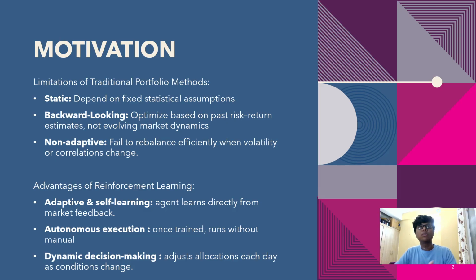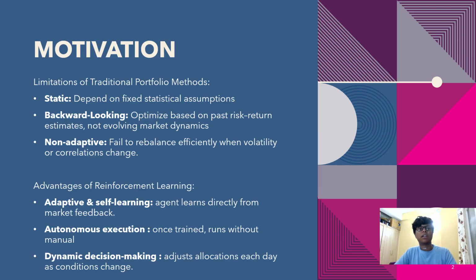Why do we use RL and not traditional systematic methods? The issues with traditional portfolio methods are that they are static, they depend on fixed statistical assumptions, and are not able to bend to the rules of the market unless the coder defines it explicitly. They only look backward, so they optimize based on past risk return estimates and not evolving market dynamics. They're unable to see changing patterns, and they're non-adaptive. They fail to rebalance efficiently when volatility or correlations change.